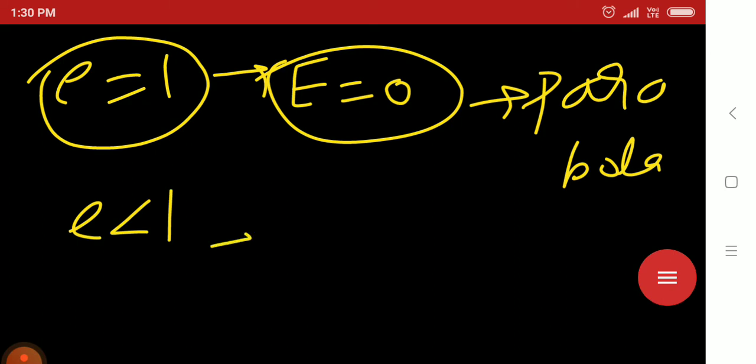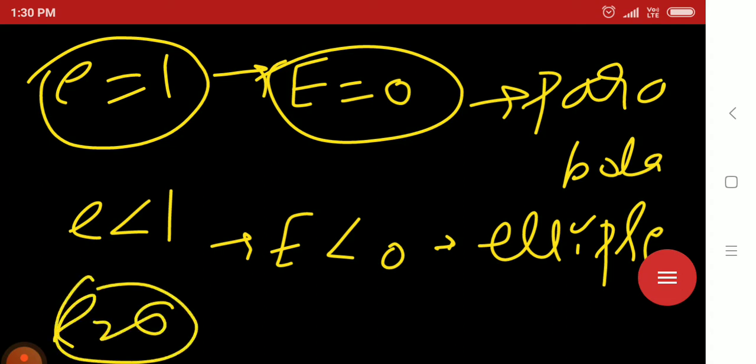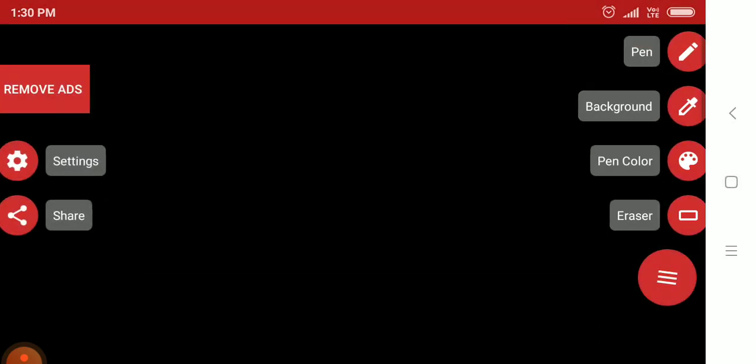For e less than 1, we have E less than 0, and in that case we have an ellipse. Another case is the circle, where small e equals 0 and E equals minus mk squared by 2j squared. That's it, so I'm again writing that property.